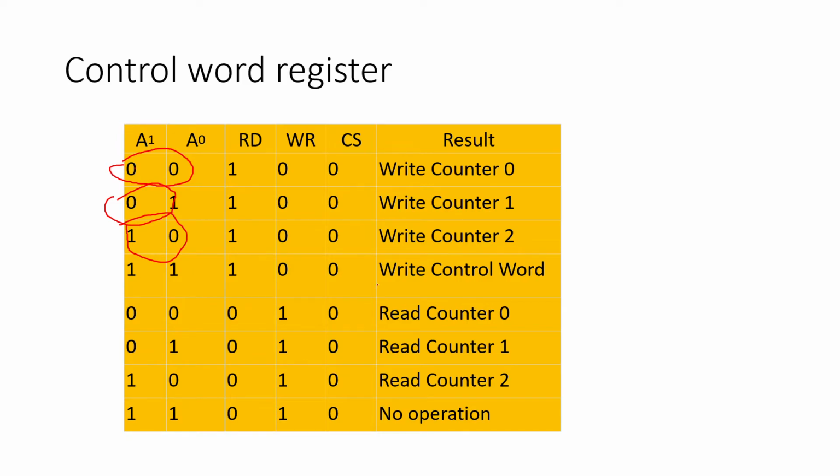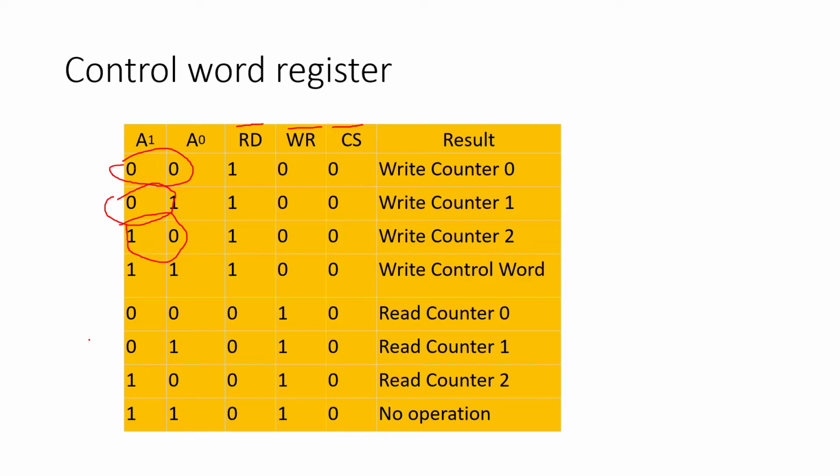And here, as I told, these are actually complement signals: RD bar, WR bar and CS bar. Whenever RD complement value is 1, WR complement is 0 and CS complement is 0, it means writing the value into the counter. Again, this is writing counter 1 and this is writing counter 2. And 1, 1, that is A0 value 1 and A1 value 1, means writing into the control word.